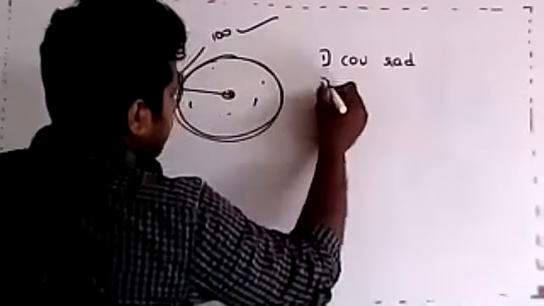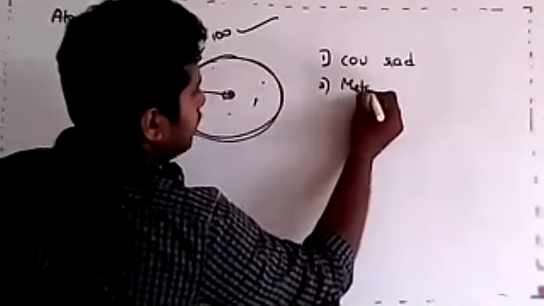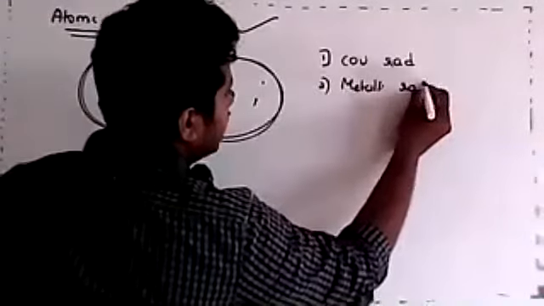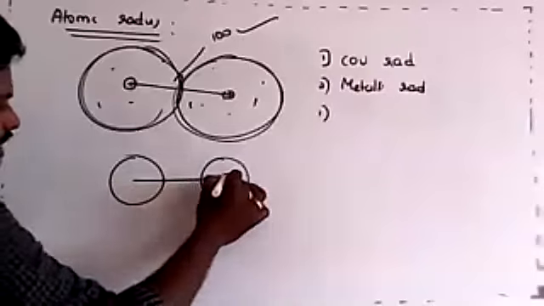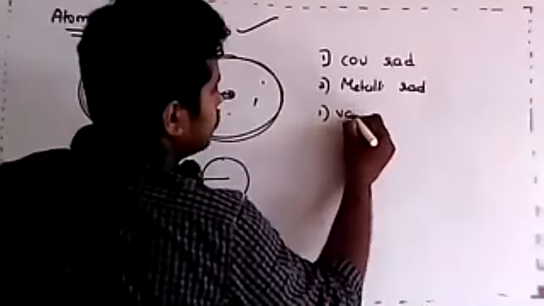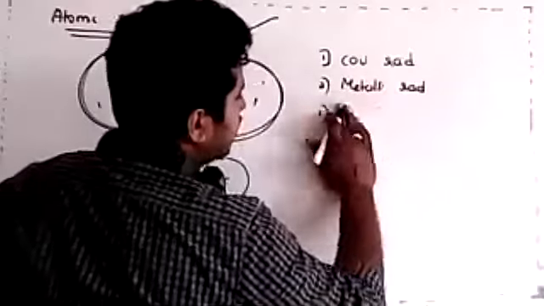Then if these two atoms are combined with a metallic bond, it is called a metallic radius. And if two atoms are not at all bonded with each other, then it is called a van der Waals radius.